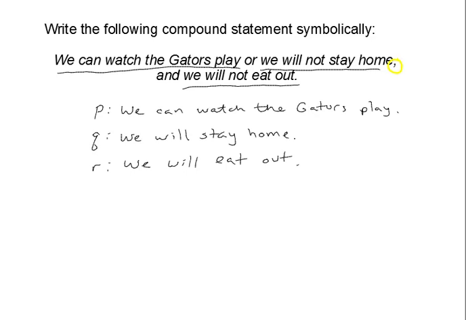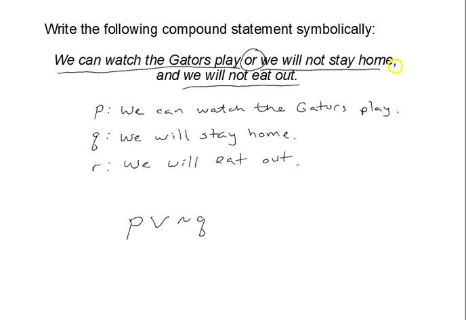All right. Now we have everything we need to write this statement that is given to us in words symbolically. So the first statement, we can watch the Gators play, that is simply statement P. So I'm going to write down a P. Then I see the word or represents the disjunction, and the symbol for that is the upside down caret, or it looks kind of like a V. The next statement is we will not stay home. So again, we defined Q to be we will stay home. So to say we will not stay home, I am going to write a squiggly in front of my Q. That is the symbol for the negation.